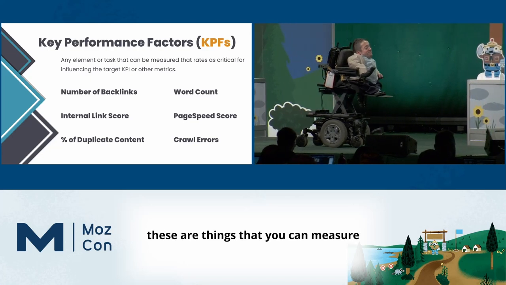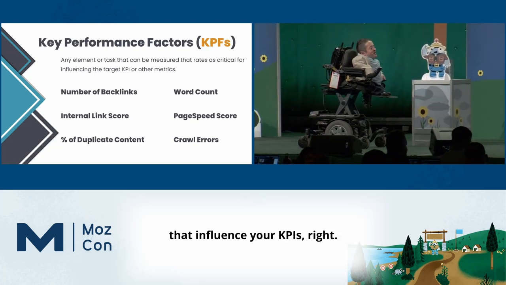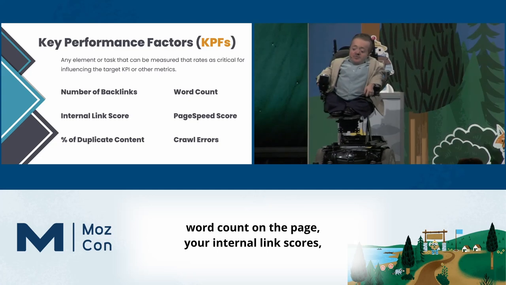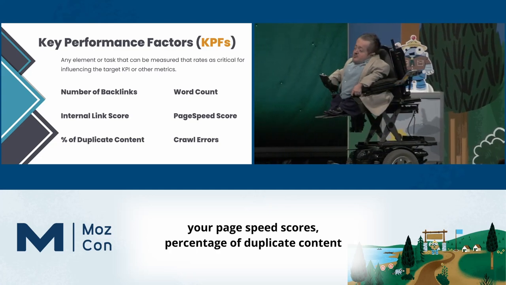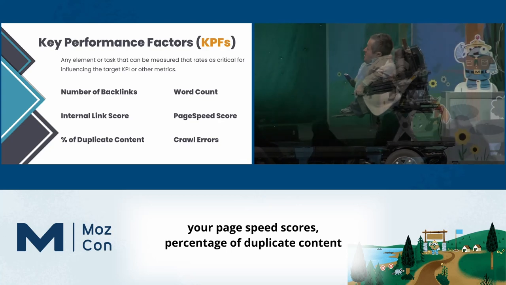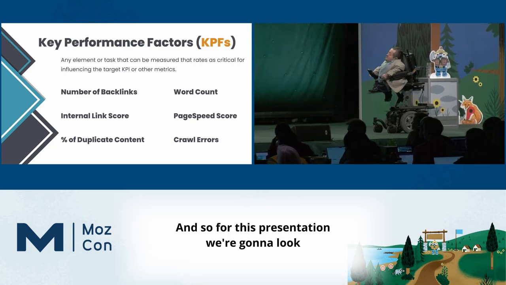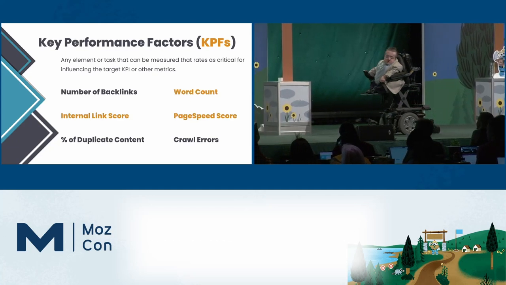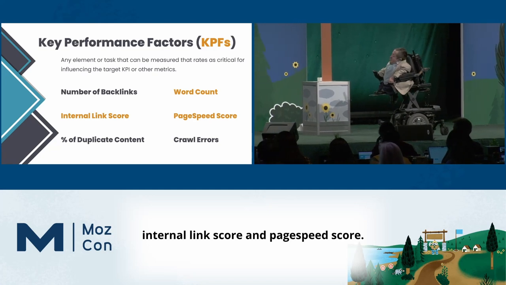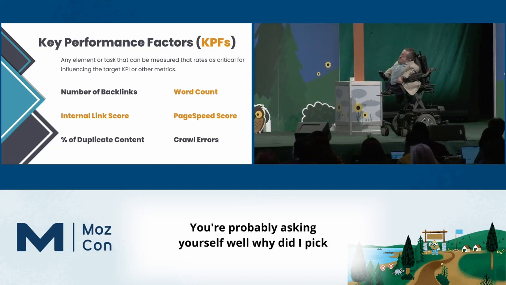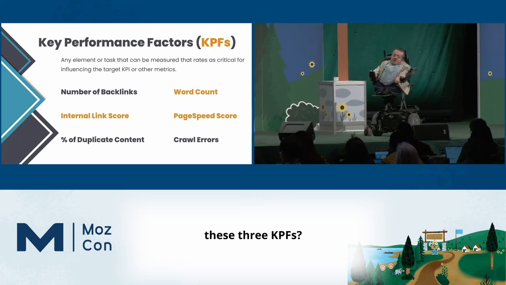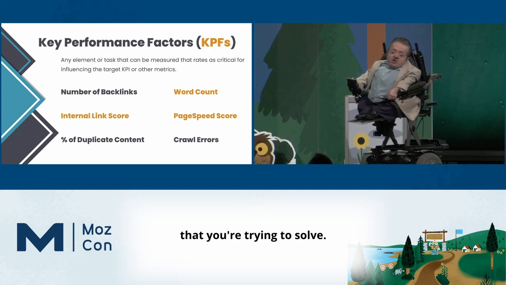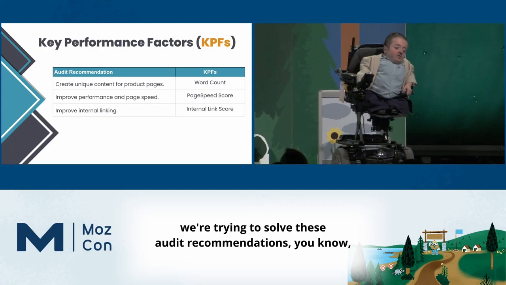These are things that you can measure that influence your KPIs, right? And so things like number of backlinks, word count on the page, your internal link scores, your page speed scores, percentage of duplicate content, and crawl errors. For this presentation, we're going to look at these three: word count, internal link score, and page speed score. You're probably asking yourself, well, why did I pick these three? The way that you want to decide which ones to use is to really think about the problem that you're trying to solve. And in this example, we're trying to solve these audit recommendations.